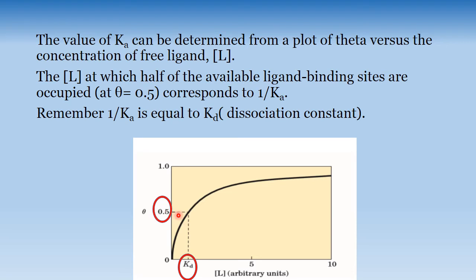So briefly, this is 0.5, half the concentration of the ligand at which the binding sites are occupied, and if you extrapolate it onto the concentration of ligand, you are going to get Kd over here. Kd is nothing but the dissociation constant, and Kd is the inverse of Ka. So we are getting both the values of Kd and Ka from this graph.